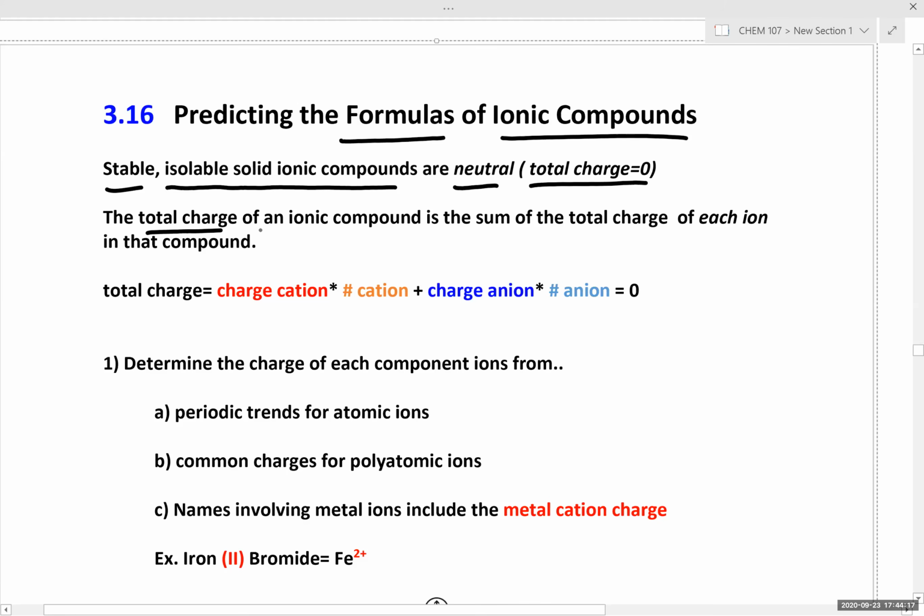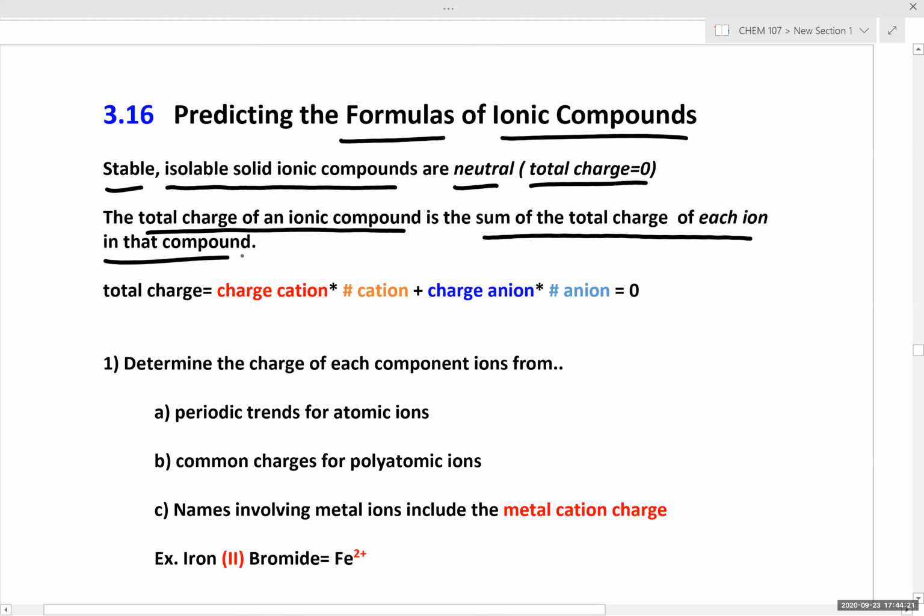The total charge of an ionic compound is the sum of the total charge of each ion in that compound. So we can add up the charge of our cations and add up the charges of our anions. And for an ionic compound that is isolable, that is neutral, it will have a total charge of 0.